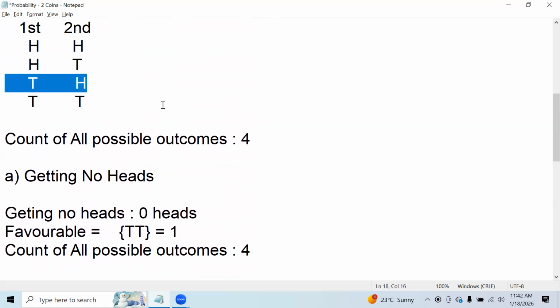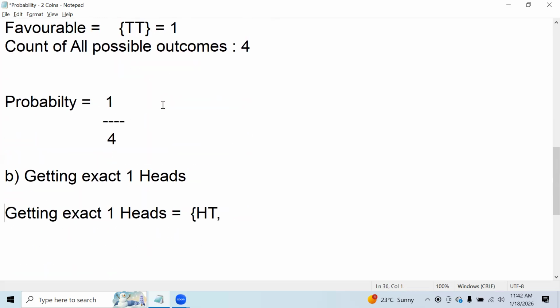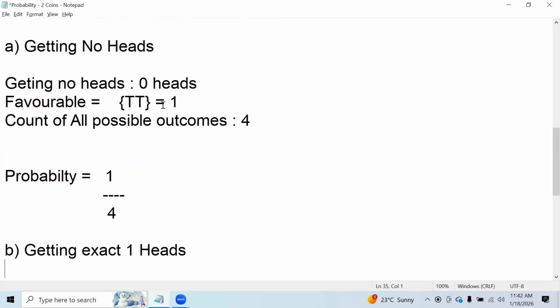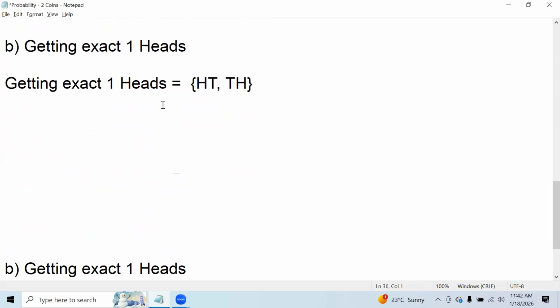Next, tail and head. Here also, how many heads do we have? We have exactly one head. So we can consider this also. HT and TH, these two we can consider. Last one, tail tail. Do we have any head here? No. We are looking for exactly one head, but we don't have that here. So we cannot consider this. So we can say that for getting exactly one head, we have HT and TH.